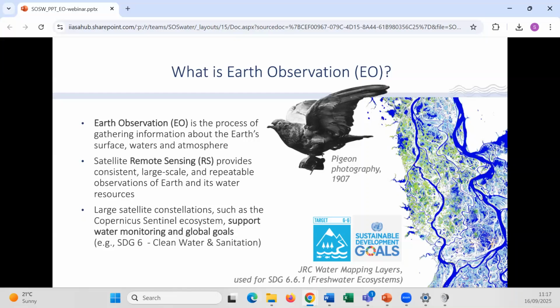On the right-hand side, you can see an example of what we can get out of Earth observation data. This is an example from the JRC water mapping layers, a product that uses the Landsat archive from NASA and USGS, and it maps water occurrence and water seasonality. This is used for freshwater ecosystems in SDG 6.6.1.